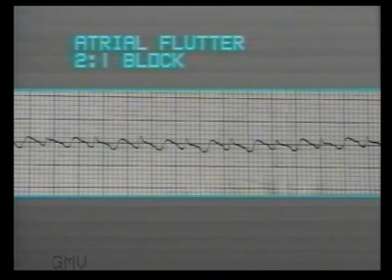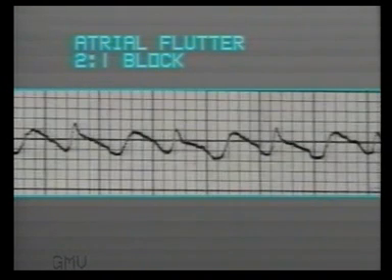Coming to other causes for tachycardia, this is atrial flutter with 2-to-1 block. Note the sawtooth appearance of the flutter waves and QRS complexes on alternate waves. Since the flutter rate is around 300 per minute, ventricular rate is about 150 per minute. Atrial flutter with 2-to-1 block.